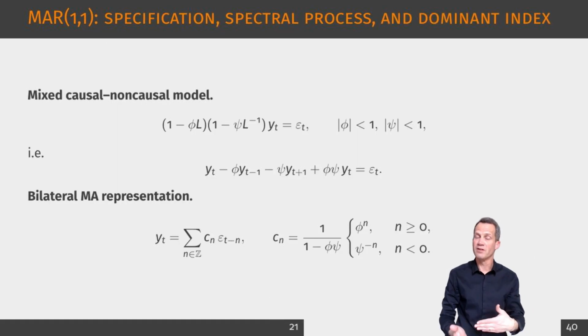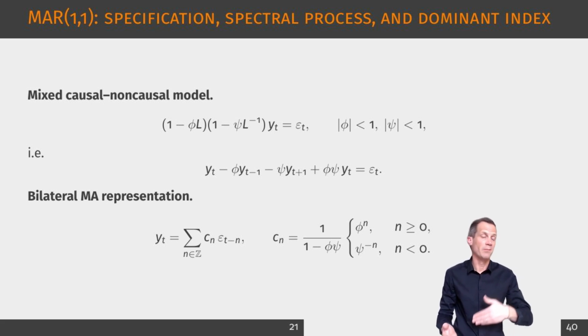We now turn to the central example, MA(1,1), which mixes a causal parameter phi and a non-causal parameter psi, both inside the unit circle for stationarity. The model links y_t to its lag y_{t-1} and its lead y_{t+1}, so it can propagate a dominant shock on both sides of the extreme date.